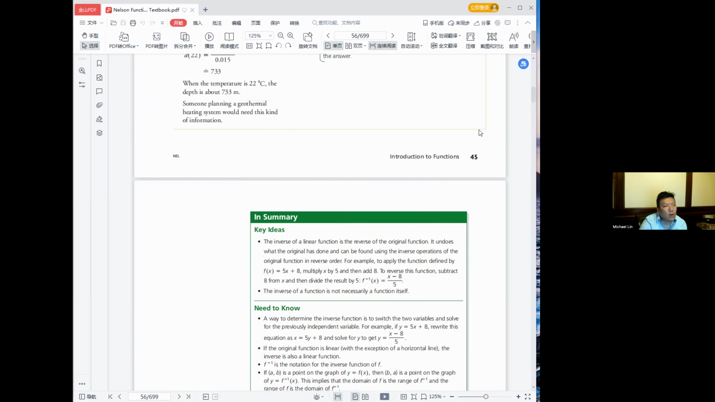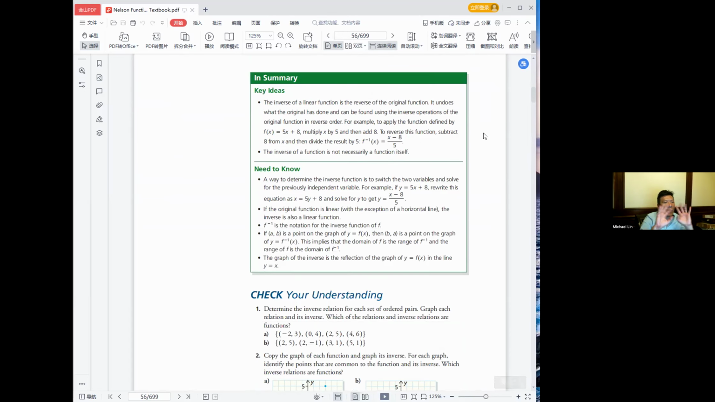Okay, so what if we don't want to plot all the graph out and we don't want to reverse all the x and y coordinates? It's a lot of work, right? Is it possible for us to determine the equation of the inverse function algebraically? Well, the answer is yes.